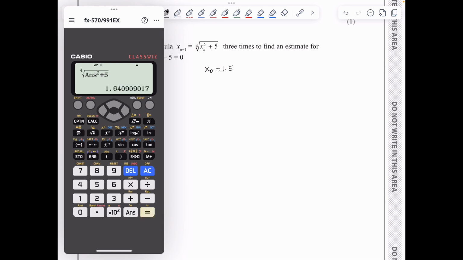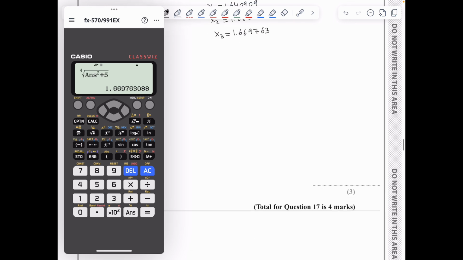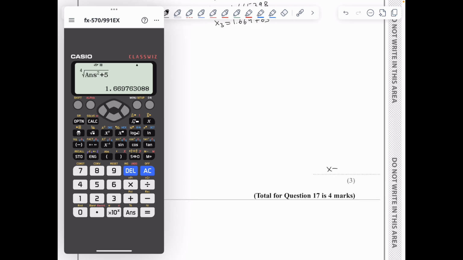I press it once and I get x1 to be 1.640909. I will press it again for a second time, so 1.665398, and then finally for x3, remember we're trying to do this 3 times, I get 1.669763, and therefore we conclude that the solution is 1.67 to 3 significant figures.